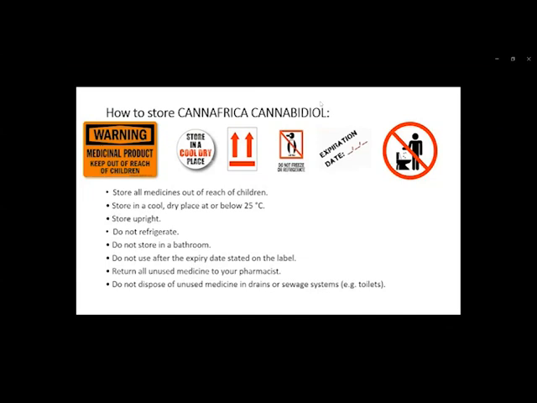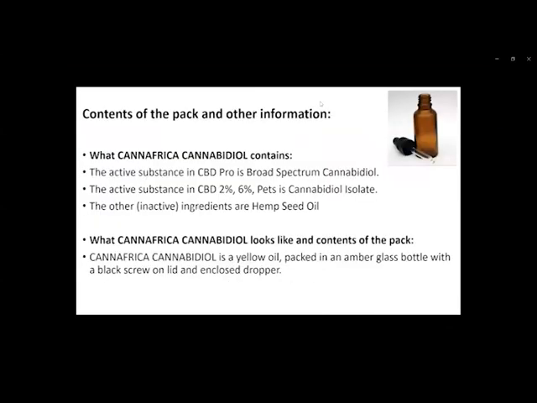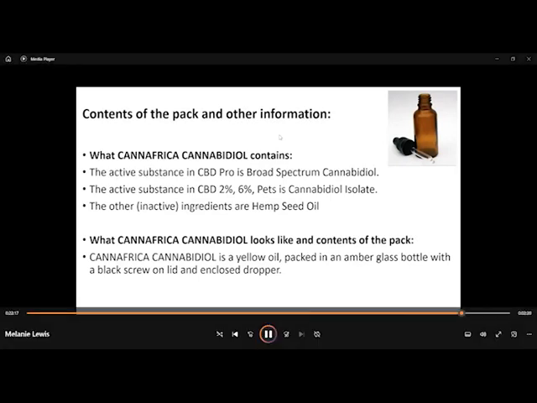Don't use it after the expiry date stated on the label. Everything else here is self-explanatory. Cannafrica CBD contains, and I need you to be aware of these two differences. The active substance in CBD Pro, that 1%, is broad spectrum CBD, so it's just taking the THC out. The active substance in CBD 2%, 6%, and PETs is CBD isolate.